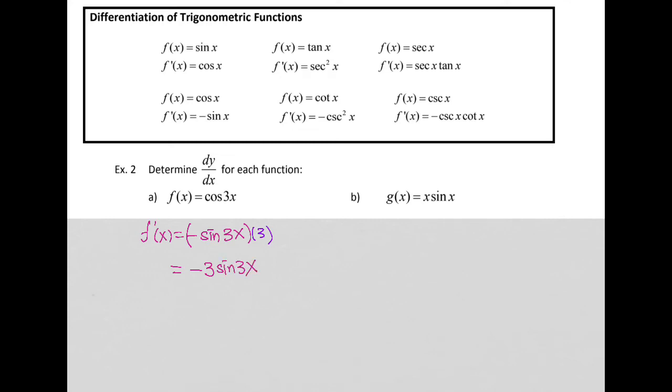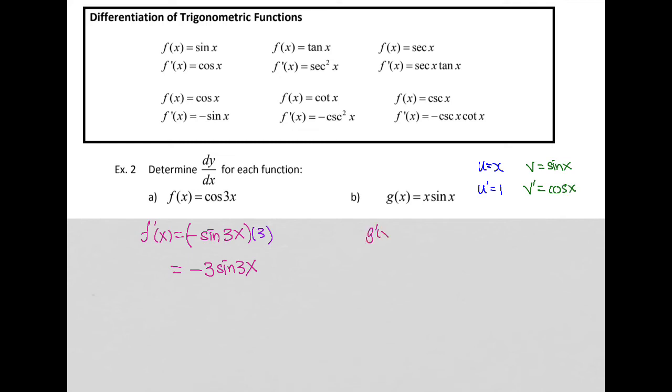For part B, now the angle is x. However, it's more than just one trig function, so you have to use the product rule. As you can see here, my u is x and my v is sine x. There are two functions now. So my u prime will become 1, and my v prime will become cosine x. And now let's put it into the product rule.